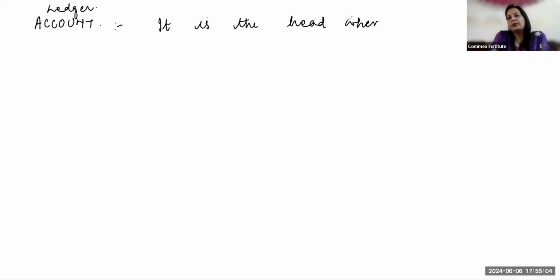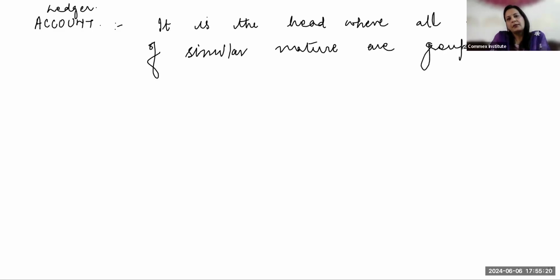Just write down: it is the head where all transactions of similar nature are grouped together. It is the head where all transactions of the similar nature will be grouped together.